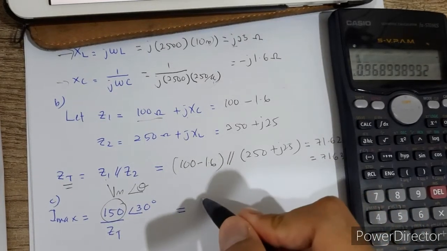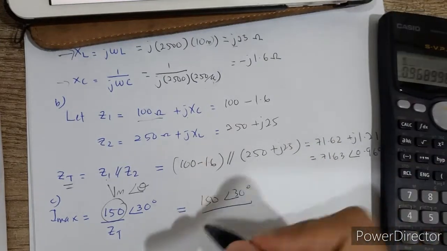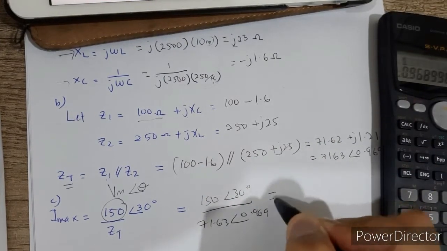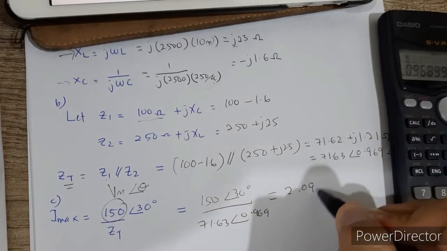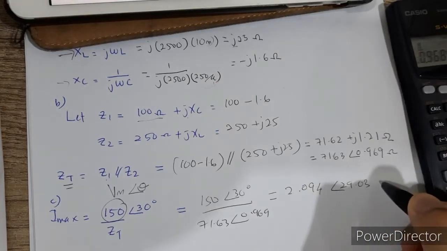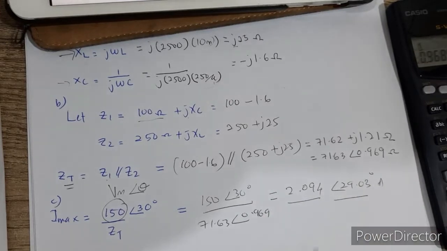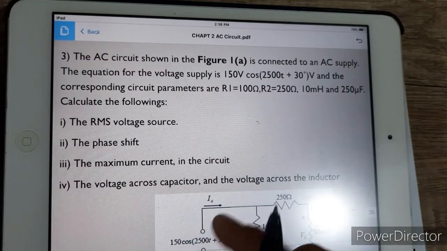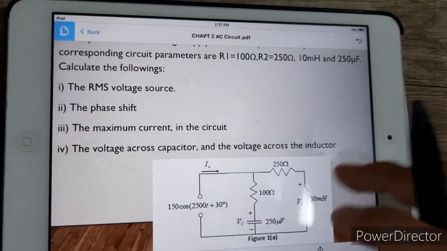So this one is 150 angle of 30 degrees divided by 71.63 angle of 0.969. So the answer for I max is 2.094 angle of 29.03 ampere. So in terms of magnitude and angle, right? So next one, the voltage across capacitor and the voltage across inductor.